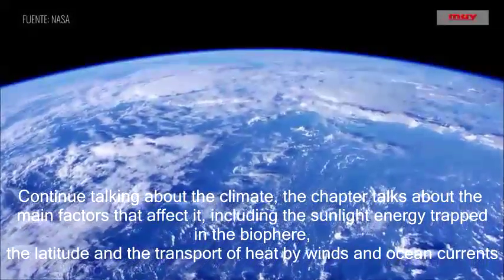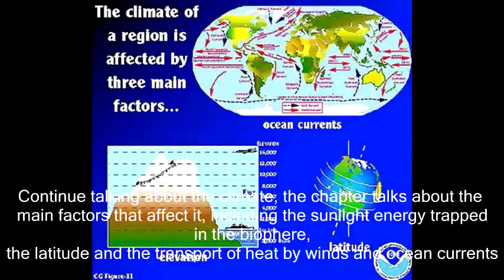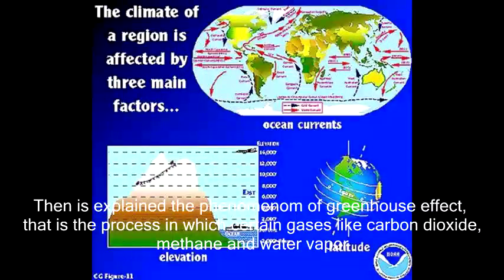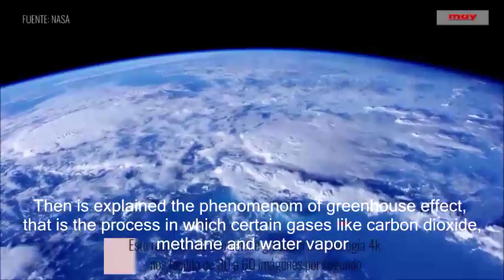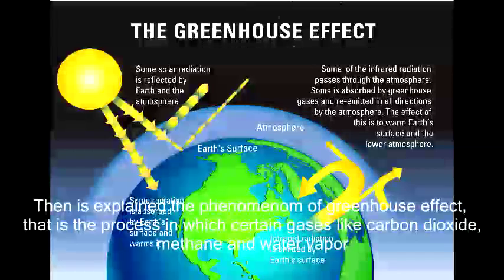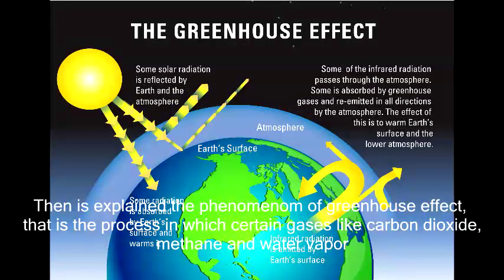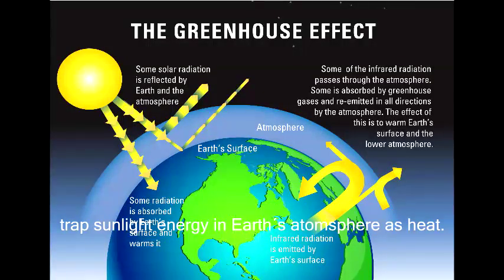It continues talking about climate. The chapter talks about the main factors that affect it, including the solar energy trapped in the biosphere, the latitude, and the transport of heat by winds and ocean currents. Then the greenhouse effect is explained, that is, a process in which certain gases like carbon dioxide, methane, and water vapor trap sunlight energy in Earth's atmosphere as heat.